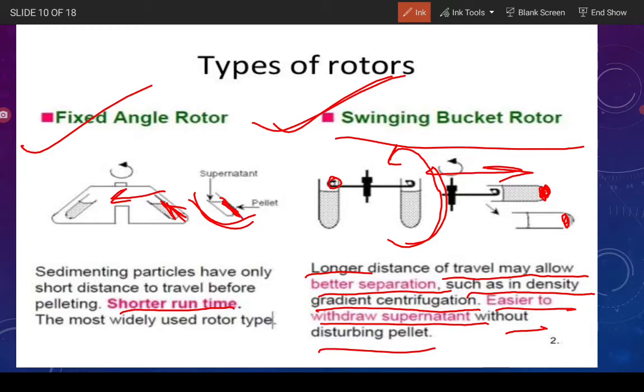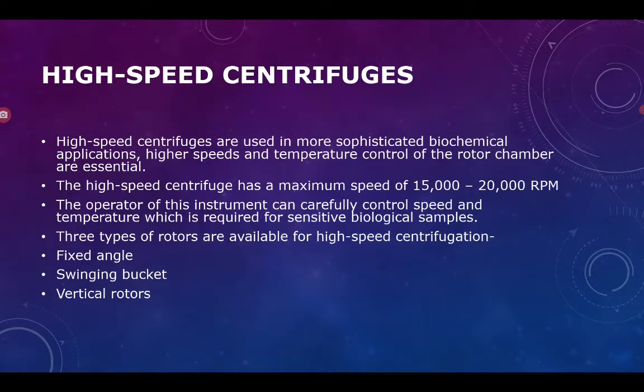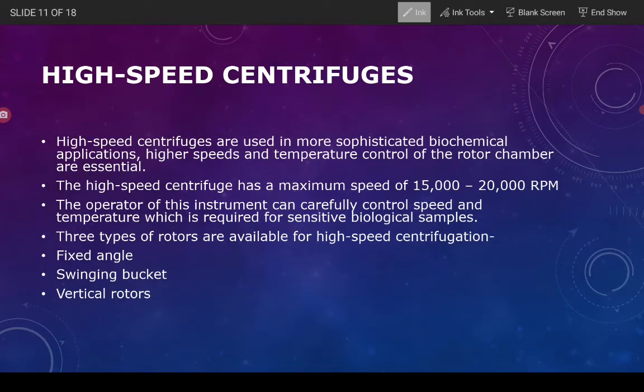Unlike this, in which the sedimentation occurs at the side of the test tube, in this kind the pellet is sedimented on the side of the test tube, while in this kind the pellet is sedimented at the bottom of the test tube. So that's the difference. They have to cover a larger distance for sedimentation, so there is a better separation chance, and these fixed angle rotors have a shorter time run, and that's the difference between them. Let's go to the second type, the high speed centrifuges.